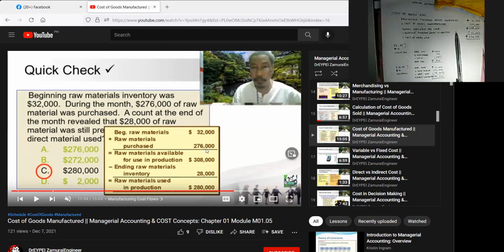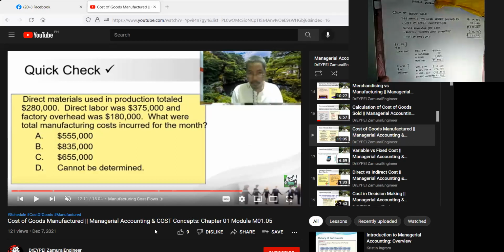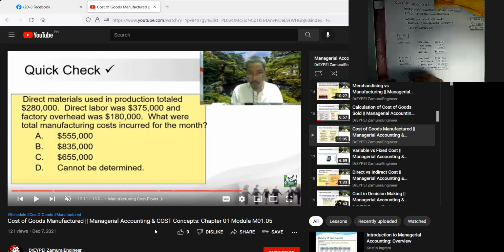This is better because there are more details. My answer is a shortcut method. So therefore, let's go to the next problem. This is the last problem. Direct materials used, 280,000. Then, how much is direct labor? 375. Okay.